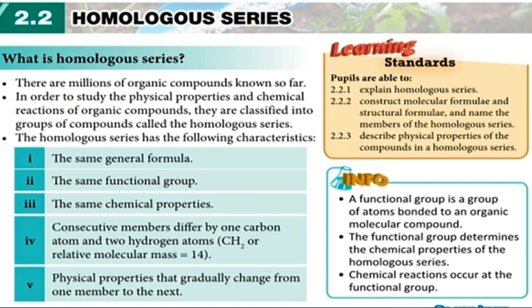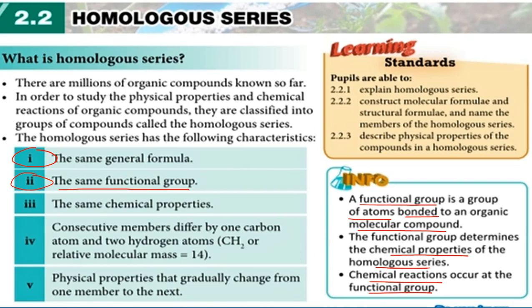So the characteristics of homologous series: all the organic compounds in a homologous series must have, the first one, the same general formula. The second one, the same functional group. So what is a functional group? A functional group is a group of atoms bonded to an organic molecular compound. The functional group determines the chemical properties of the homologous series, and the chemical reactions occur at the functional groups.